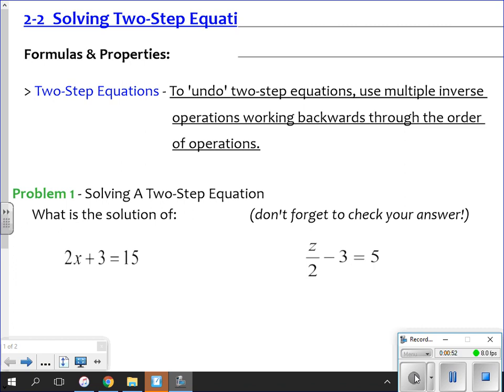The key to solving two-step equations is not just to do two inverse operations, but you're also going to do the inverse of the order of operations. Okay, it's not just the inverse of each individual operation, you're doing the inverse of the order of operations. Okay?